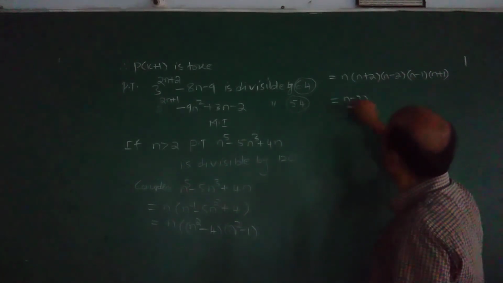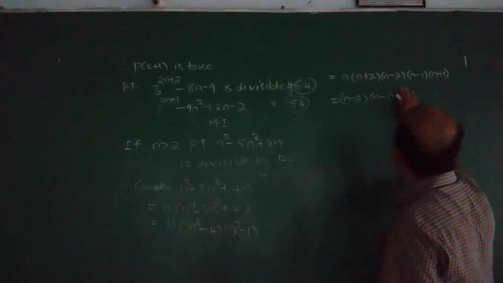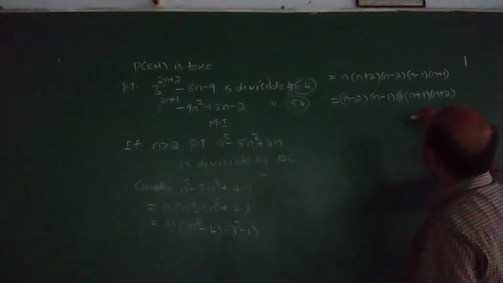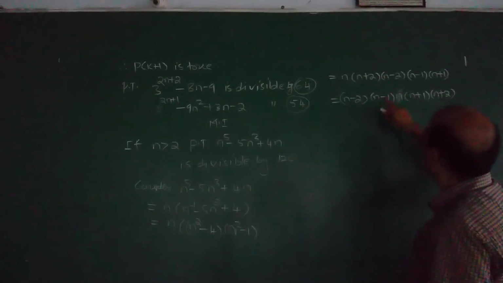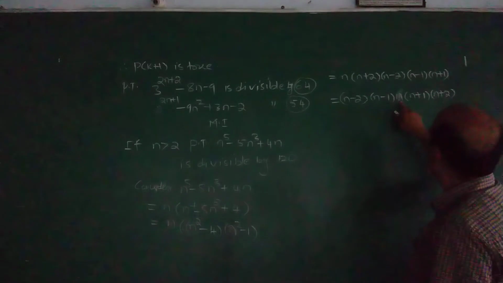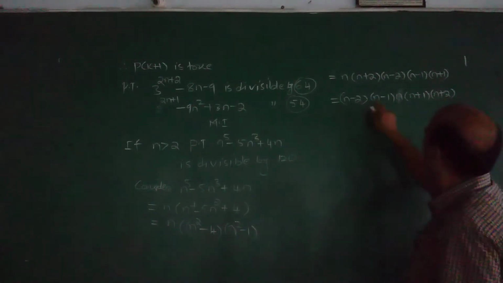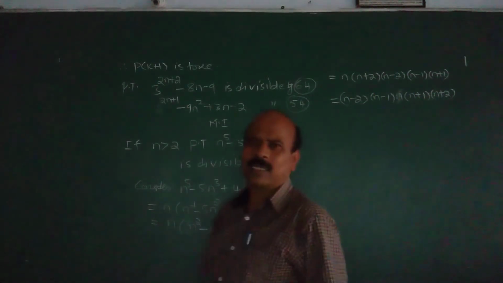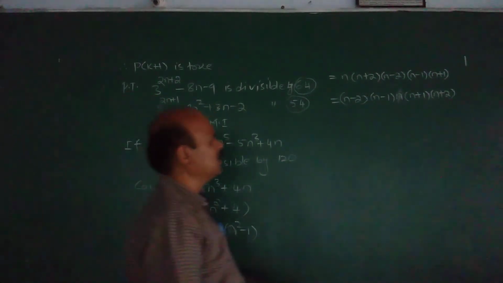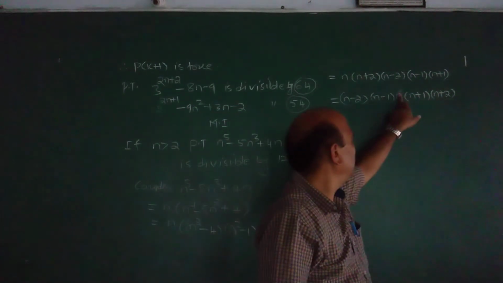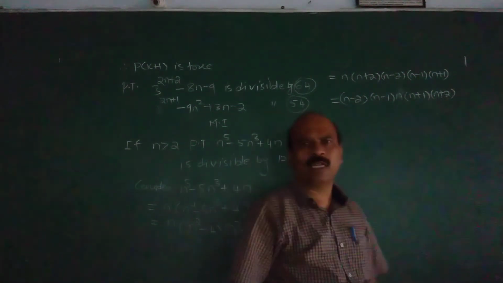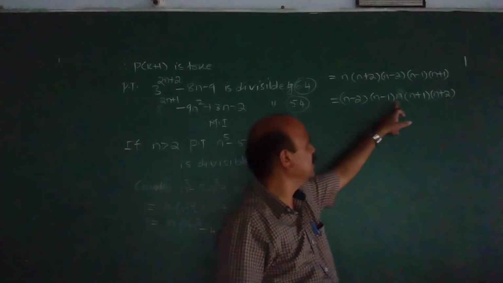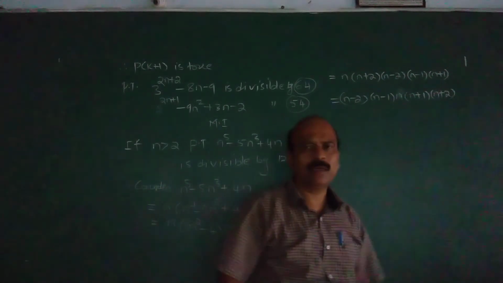I write this as n minus 2, n minus 1, n, n plus 1, n plus 2. 1, 2, 3, 4, 5. Five factors are there. Now the important thing is, this is the product of 5 consecutive integers, because they are consecutive. n minus 2, n minus 1, n, each time 1 increases, plus 1, plus 1, plus 1.